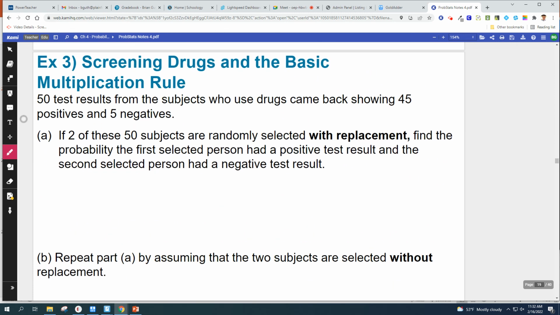Example three, screening drugs and the basic multiplication rule. 50 test results from the subjects who use drugs came back showing 45 positives and 5 negatives. Part A says if two of these 50 subjects are randomly selected with replacement, they bolded that because it's kind of important. With replacement, find the probability the first selected person had a positive test result and the second person had a negative test result. Okay, so I'm finding the probability that the first one is positive and the second one is negative.